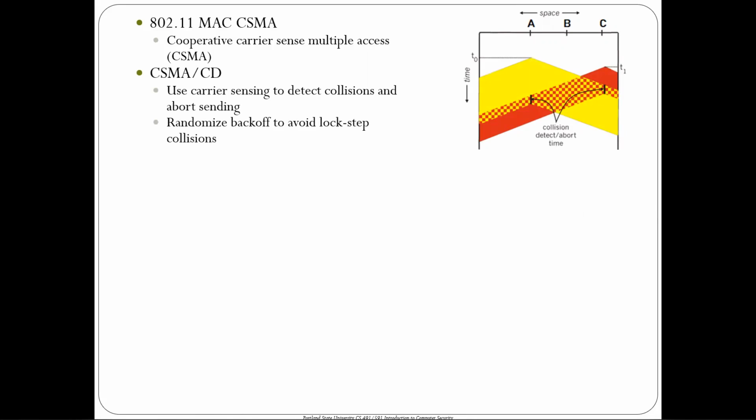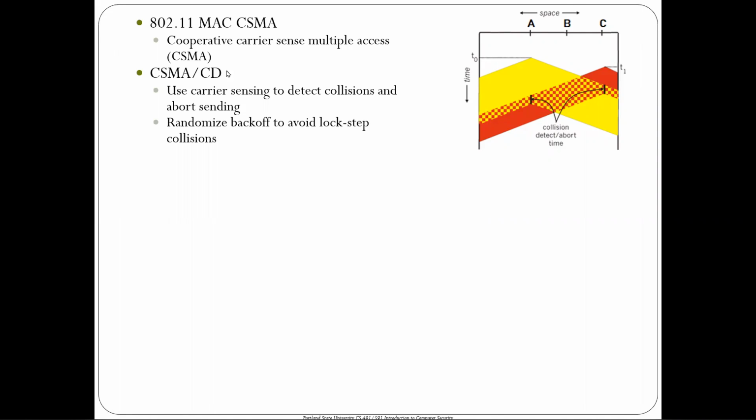CSMA with collision detection is what this acronym stands for. You use carrier sensing to detect if someone else is transmitting data. And as soon as you figure out that someone else is interfering with you, you abort. And then you'll randomize your backoff time so that this doesn't happen in lockstep, right?